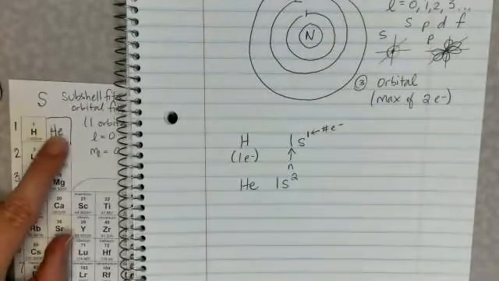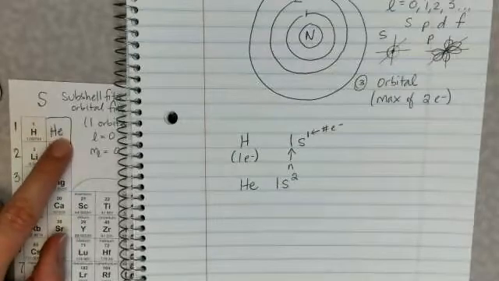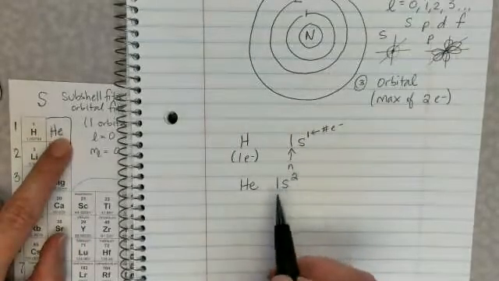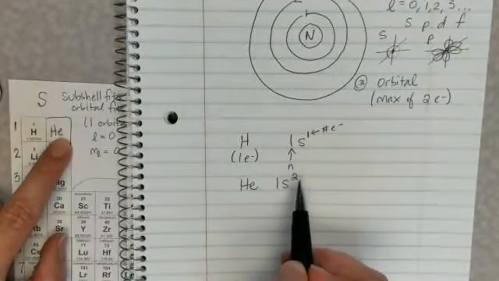Now, not sulfur. The S subshell maxes out at 2 electrons, right? We only have 2 columns there. So we can't ever have like an S3 or an S4. That's as far as we go.